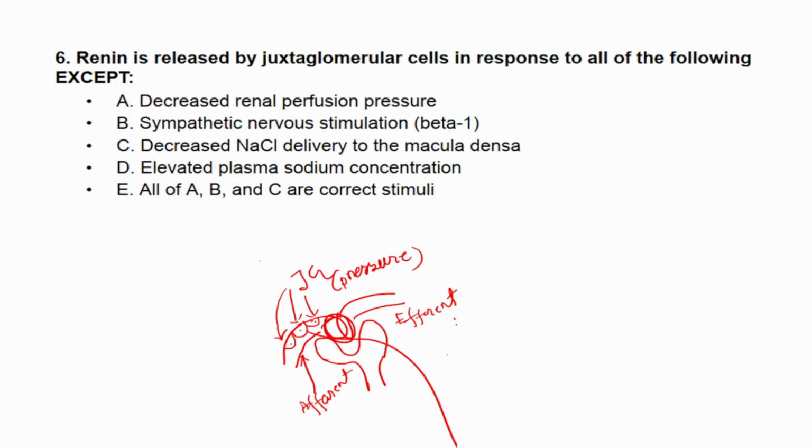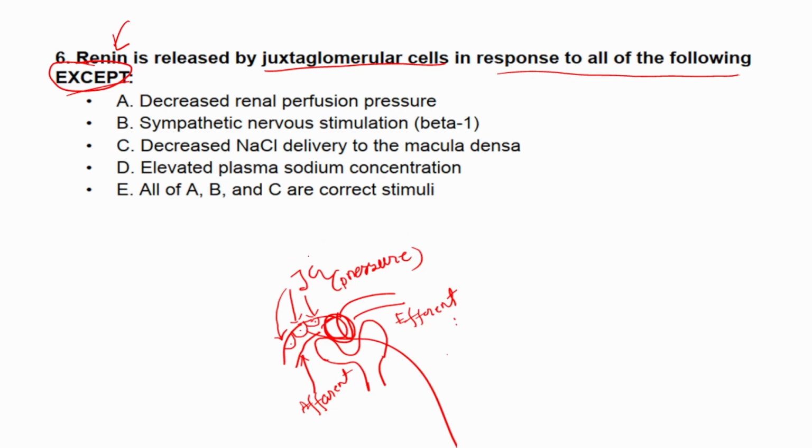Pay critical attention to the next question to protect your score. Examiners will love to phrase questions using the word "except," trying to trick you into selecting a valid stimulus for renin release when they are actually asking you to identify the one option that suppresses it. The question reads: renin is released by juxtaglomerular cells in response to all of the following except, and there are 5 options: A, decreased renal perfusion pressure; B, sympathetic nervous stimulation; C, decreased sodium chloride delivery to the macula densa; D, elevated plasma sodium concentration; and option E is all of A, B, and C are correct stimuli.